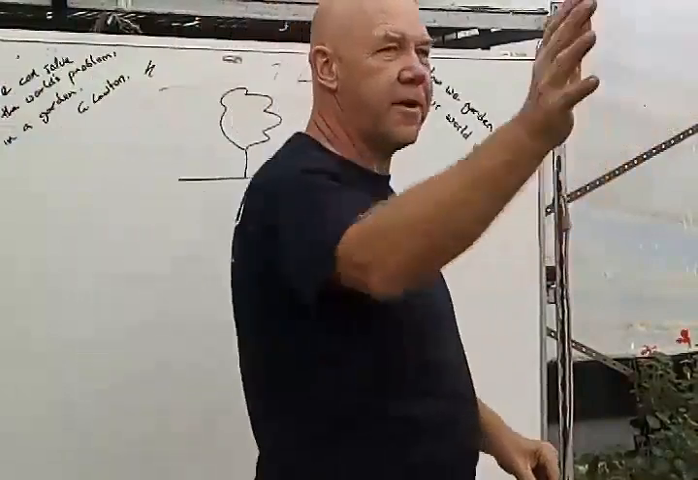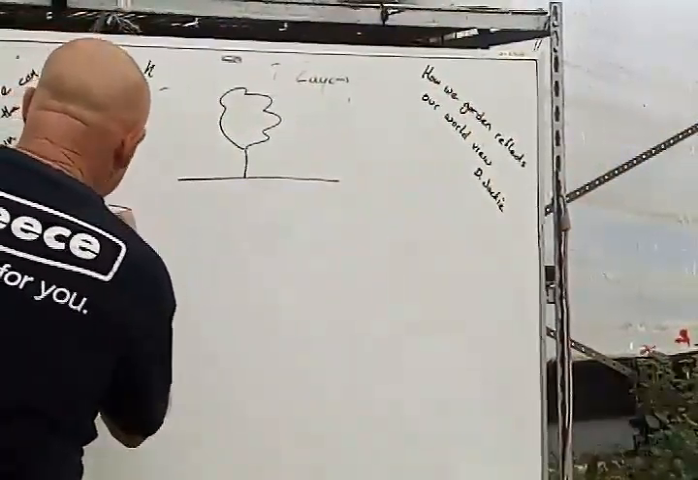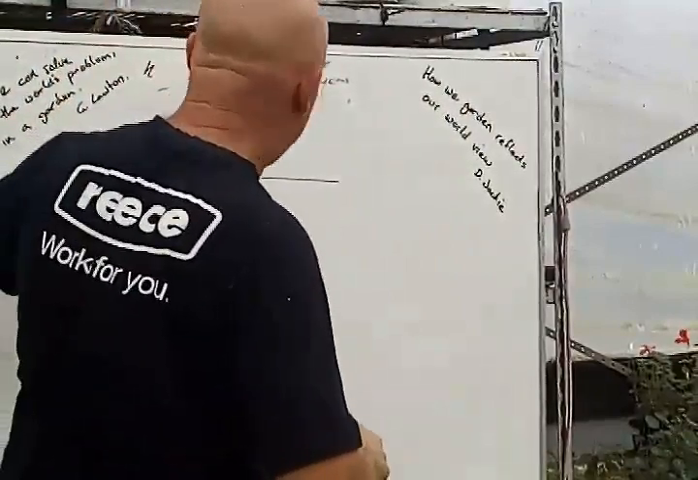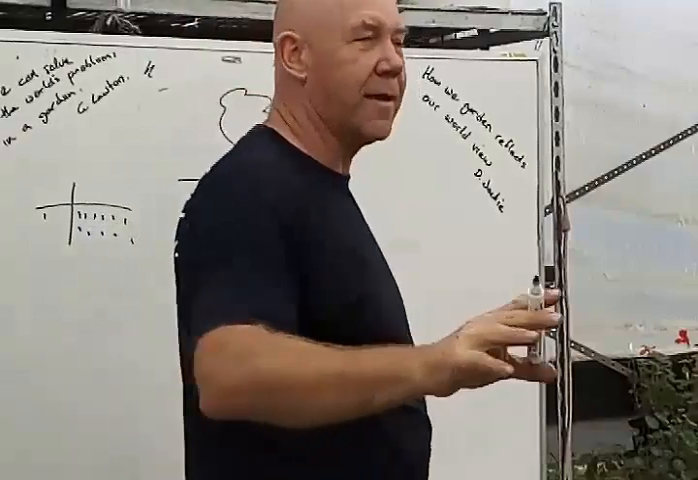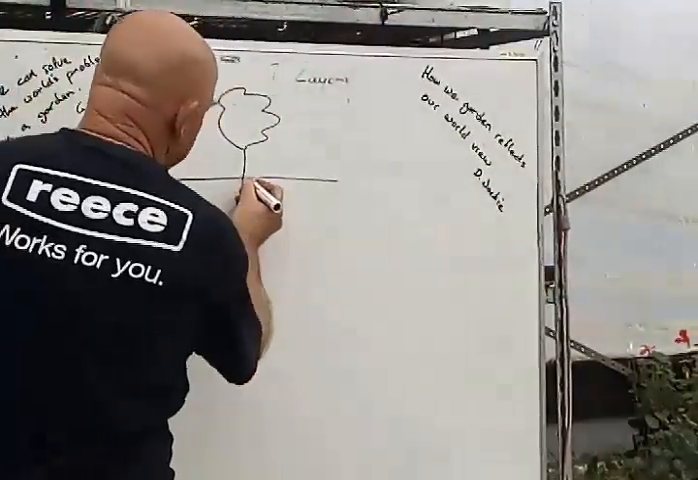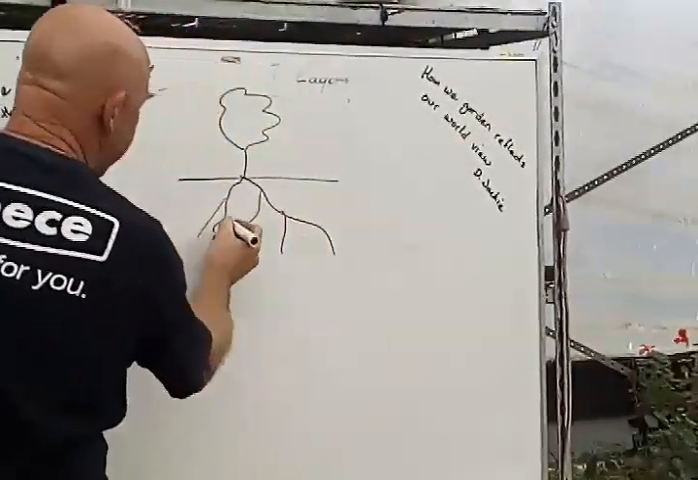And I'll go and ask around the room, and I'll have a little tally here. Right? 1, 1, 1, 1, 1, 1. And everybody, I'll go, and they have no idea what I'm talking about. Because I asked them to draw a tree. They missed the most important thing of the tree, which of course was the root system.